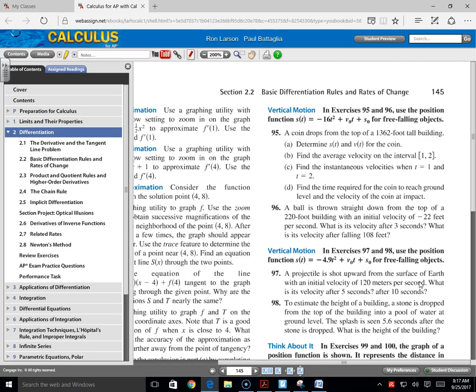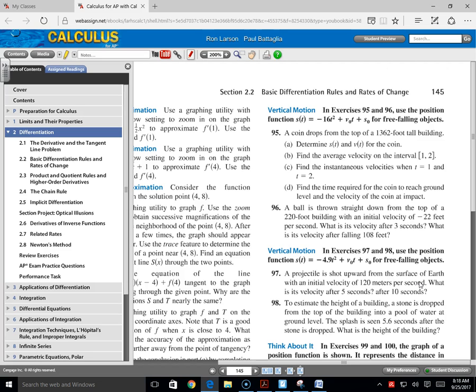So, a coin drops, V sub naught is 0. From the top of a building, what do you think S sub naught is? If this is initial velocity, what's this one? Initial position. It's probably easier to set it equal to 0, but it's getting too physicsy. So we'll say initial position or initial height is going to be 1362, because that's where the coin starts from. So once again, you're at a railing, on the edge of the building, and you're dropping it.